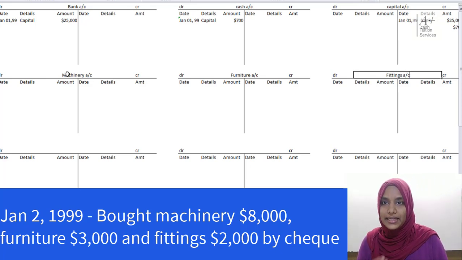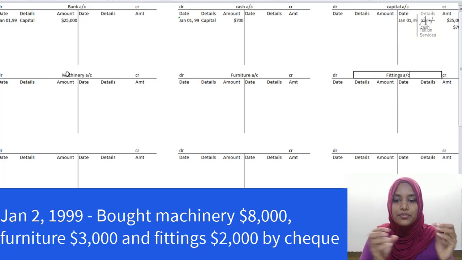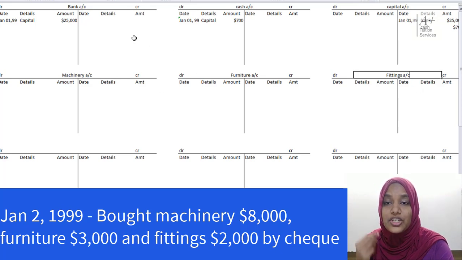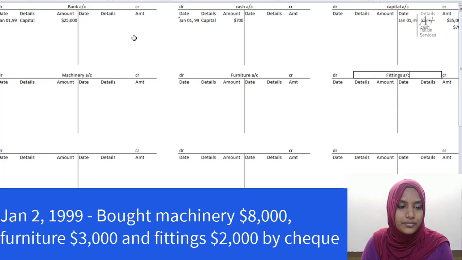Remember, we're paying via check, so we're taking money out of the bank to buy the machinery, the furniture, and the fittings. So the debit columns will go to the machinery, furniture, and fittings accounts, and the credit balances will go in the bank because we're using a check. A check is usually issued by a bank, right? So the first thing we're doing is on the date, and the date is January 2nd.